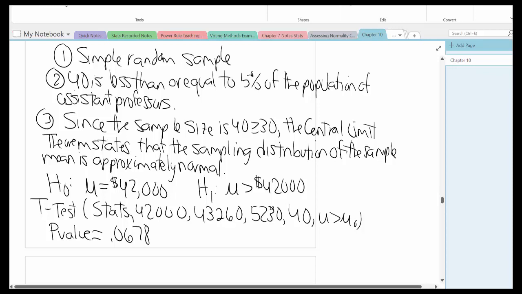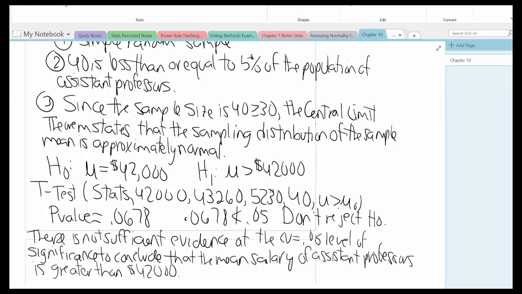Okay, well, let's put that on the paper now. So on the paper it's t-test, parentheses, in this case it's stats, comma, the population mean 42,000, comma, the sample mean 43,260, comma, the sample standard deviation 5230, comma, n, and then in this case greater than, and I've written the p-value out rounded to 4 decimal places. So this particular value, is this less than 0.05? Well, that's a no at this particular stage, so we will not reject the null hypothesis. And now I'm going to write out the conclusion to this below. So there is not sufficient evidence at the alpha equal to 0.05 level of significance to conclude that the mean salary of assistant professors is greater than $42,000.